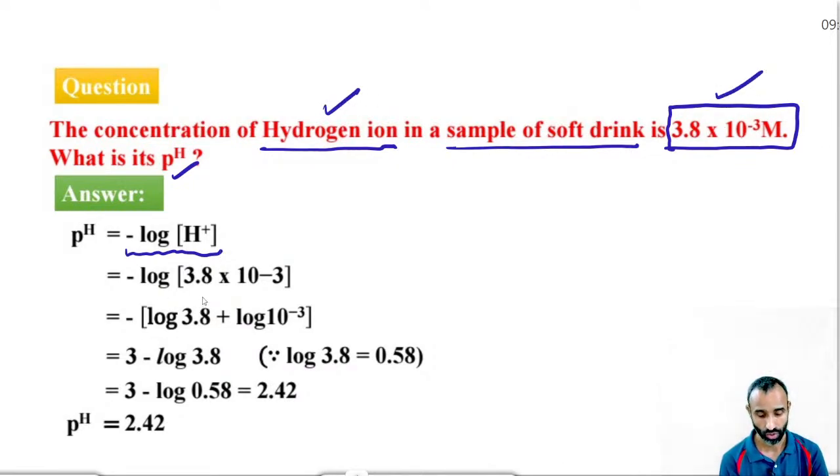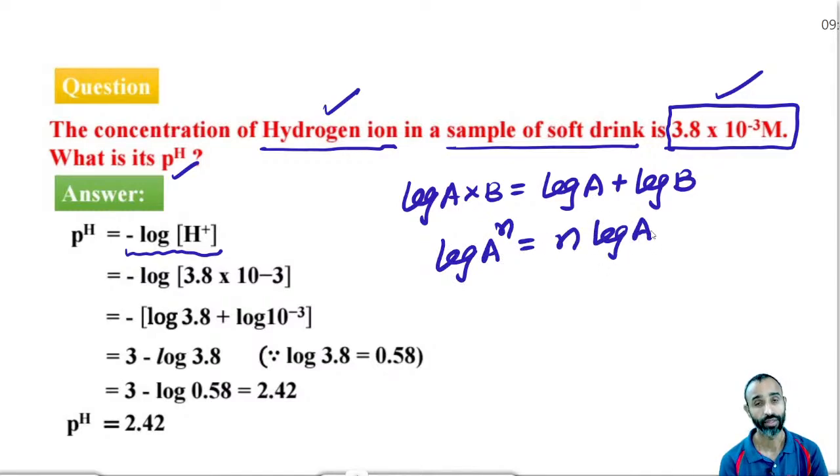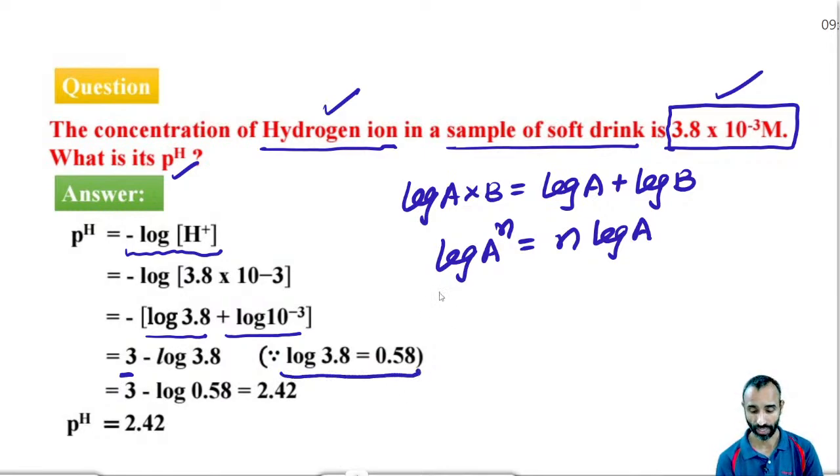So minus log of 3.8 plus log of 10 raised to power minus 3, because log of A into B is log A plus log B, and log of A raised to power n is n log A. So it is minus log of 3.8 plus log of 10 raised to minus 3. So it becomes minus 3 log 10, that is plus 3, and minus log of 3.8. Now log of 3.8 is 0.58.